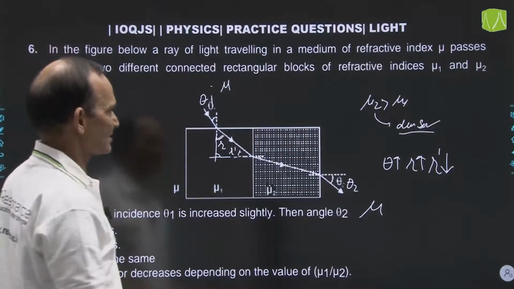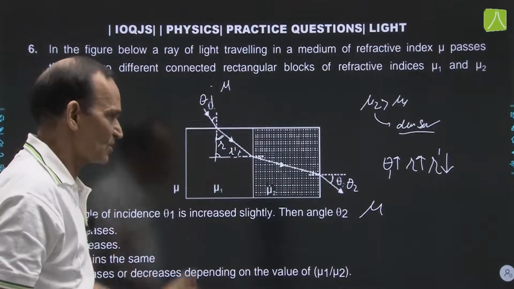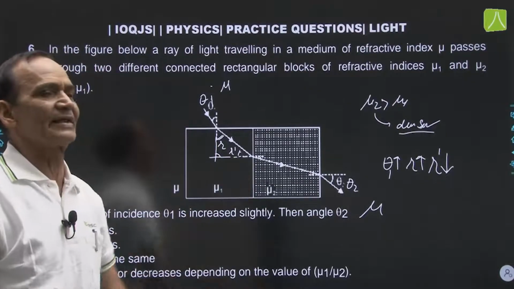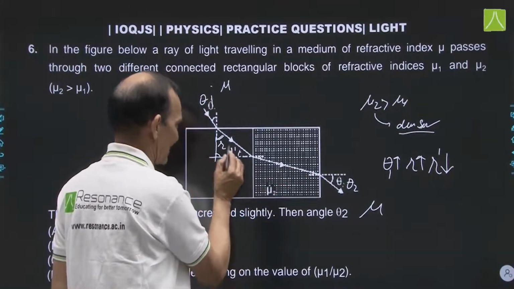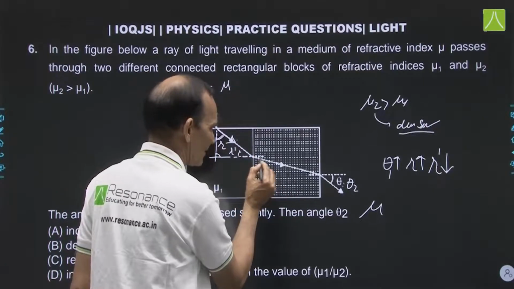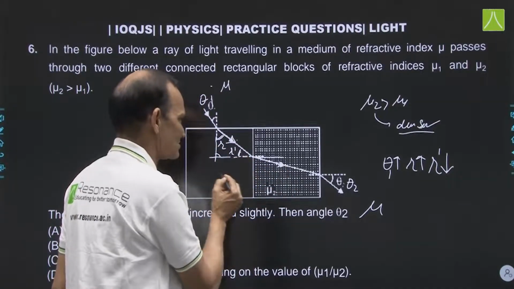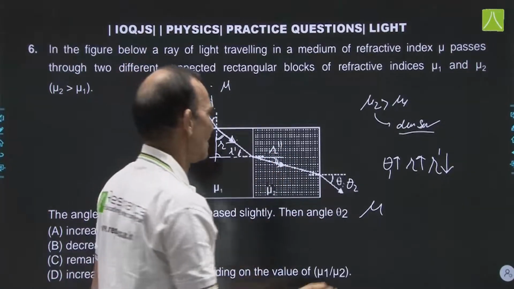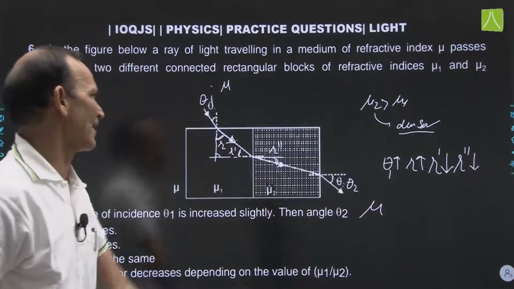Is it clear up to here? On increasing theta 1, r will increase. In this triangle, on increasing r, r dash will decrease. Now think about mu1 and mu2. Because this ray is moving from rare to denser, it will bend towards the normal in this way. If we decrease r dash, then this angle, suppose r double dash, will also decrease. Think about the most important part.